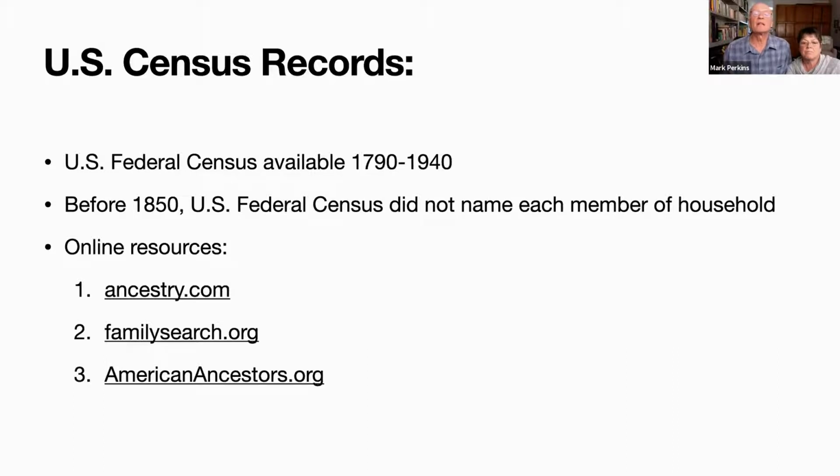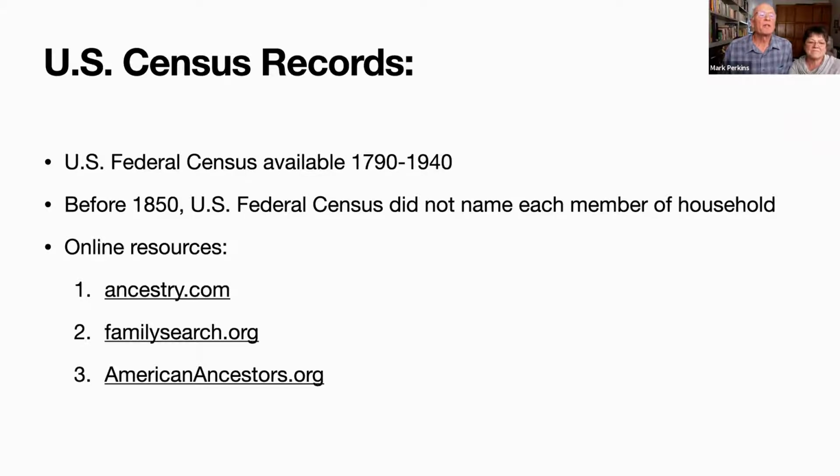The reason for that is that the census records are sealed for 72 years before they're made available to the public. So we can all look forward to 2022 for the release of the 1950 census. Another thing to note is that before 1850, the census did not name each member of the household. What that means is that the only name that appeared was the head of the household, often the adult male. And his spouse and their children were listed simply as tally marks in various age groups. So that's important to remember.